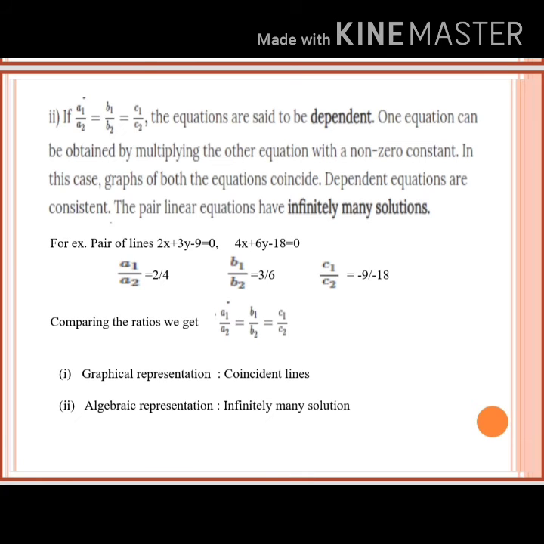Let us see an example. Pair of equations 2x plus 3y minus 9 equals 0 and 4x plus 6y minus 18 equals 0. So a1 upon a2 equals 2 upon 4, b1 upon b2 equals 3 upon 6, and c1 upon c2 equals minus 9 upon minus 18. When we reduce the ratios, it is 1 by 2 for a1 upon a2, b1 upon b2 and c1 upon c2. So comparing the ratios, we get a1 upon a2 equals b1 upon b2 equals c1 upon c2. The graphical representation is coincident lines. The algebraic representation is that they have infinitely many solutions.